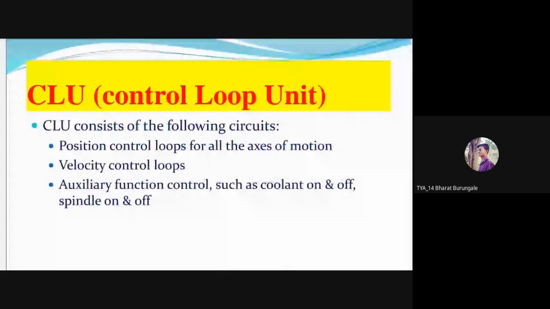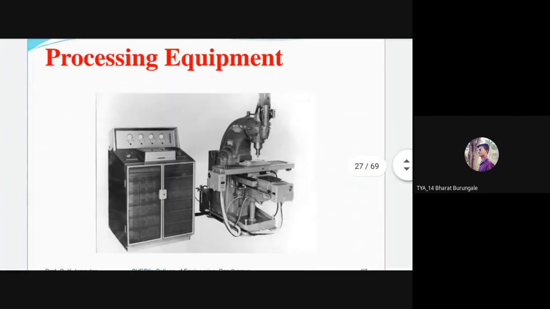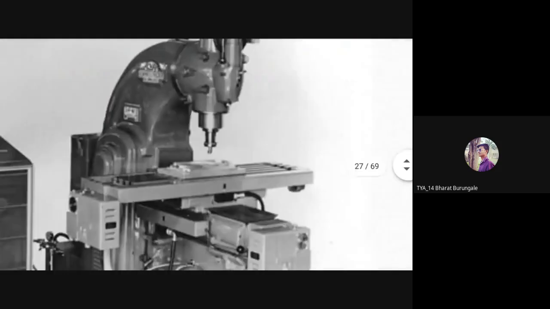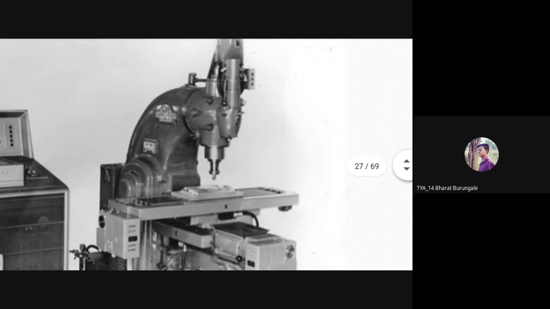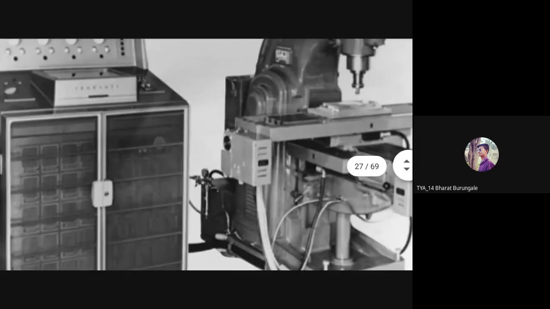This is all about the machine control unit. Now the last element of the NC system is the process equipment. Process equipment is nothing but the machines directly: drilling machine, shaper machine, whatever mechanical machine there is. This is the control unit, and this is the process equipment.